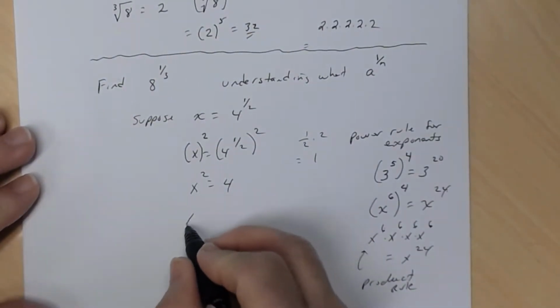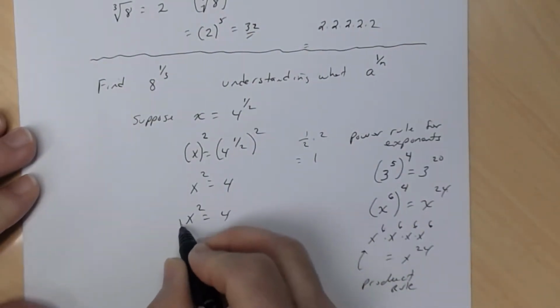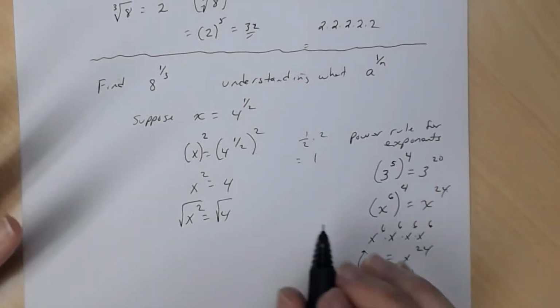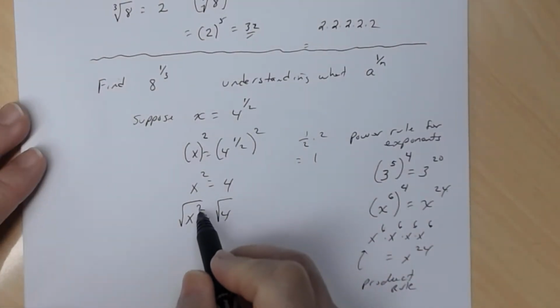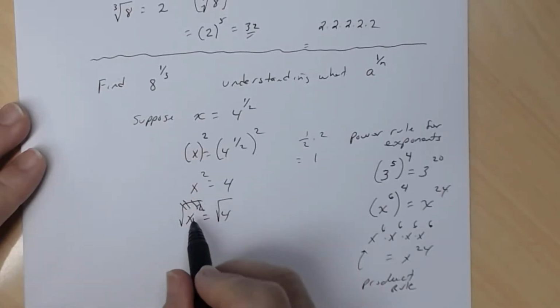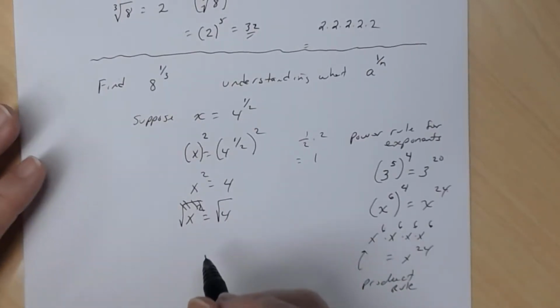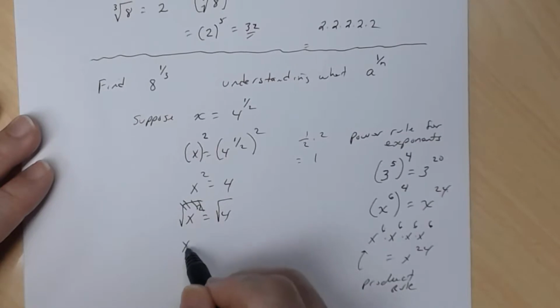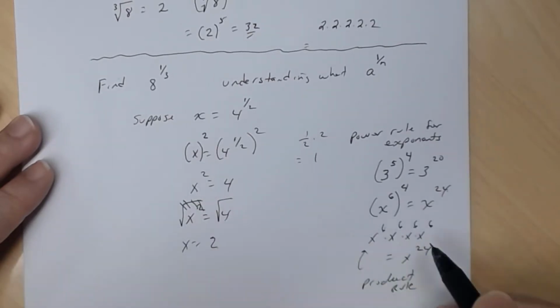So I'm going to rewrite this over. I'm going to take the square root of both sides, just the positive square root. And then remember, the square and the square root undo each other, so they're inverses of each other. You're going to learn about inverses in another course. But here I'm just left with x, and the square root of 4 we know is 2.